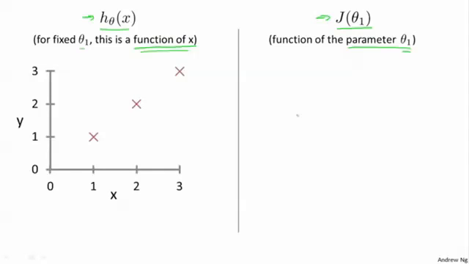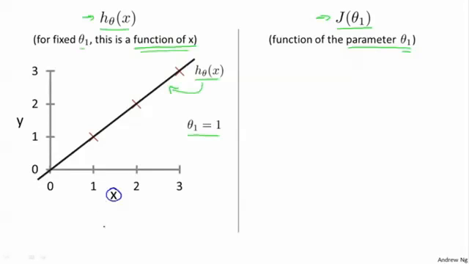Let's start with the hypothesis. On the left, let's say here's my training set with 3 points at (1, 1), (2, 2), and (3, 3). Let's pick a value of theta 1. So I'm going to set theta 1 equals 1, and if that's my choice for theta 1, then my hypothesis is going to look like this straight line over here. And I want to point out, when I'm plotting my hypothesis function, my x-axis, my horizontal axis, is labeled x, size of the house over here. Now, I've temporarily set theta 1 equals 1.